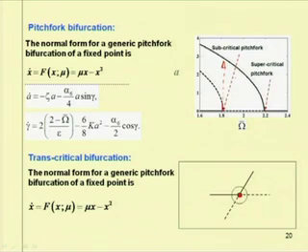In the case of transcritical bifurcation, for example, this is the trivial branch and this is the non-trivial branch. The trivial and non-trivial branches change their stability. So, the trivial branch becomes unstable, and the non-trivial branch, which was unstable before, becomes stable. So, this is a transcritical bifurcation point.